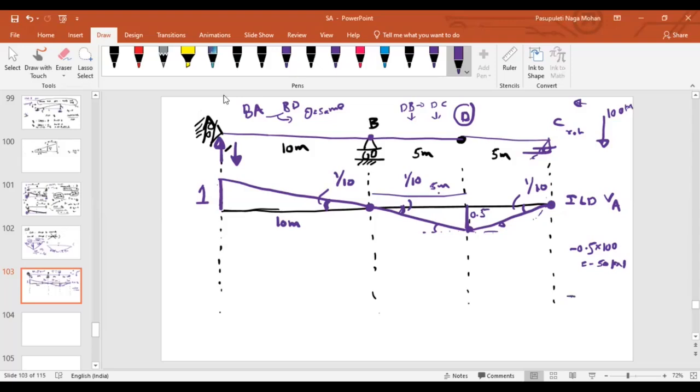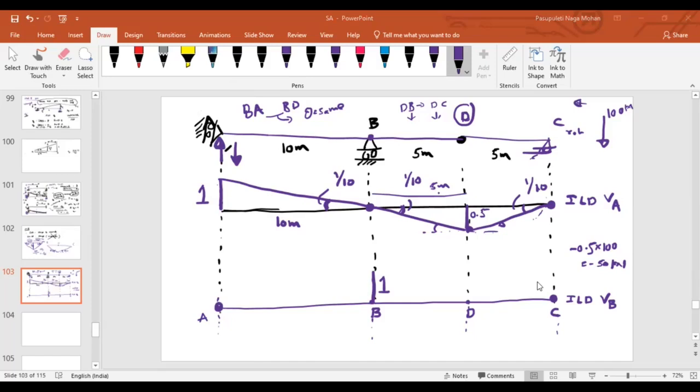Similarly, quickly, can you guys find out what is the ILD for reaction VB? I will give you a very big hint: at point B, what is the ordinate? 1. And I am giving the hint that at A it is 0 and at C it is 0. The remaining is very easy, you guys can work it out. Can anybody give me an idea?